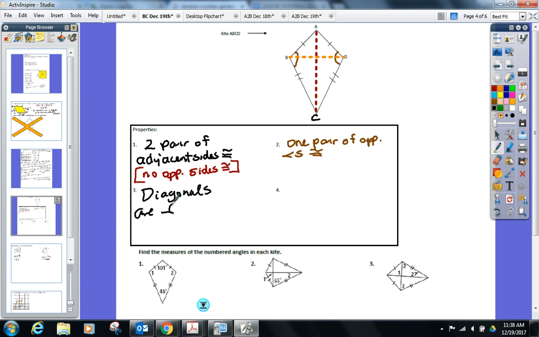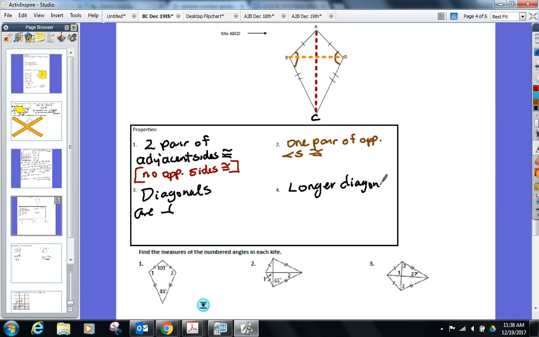And they do something else. They don't bisect each other, but the longer diagonal bisects the shorter. All right, the longer one bisects the shorter, so we can add these markings to our kite.